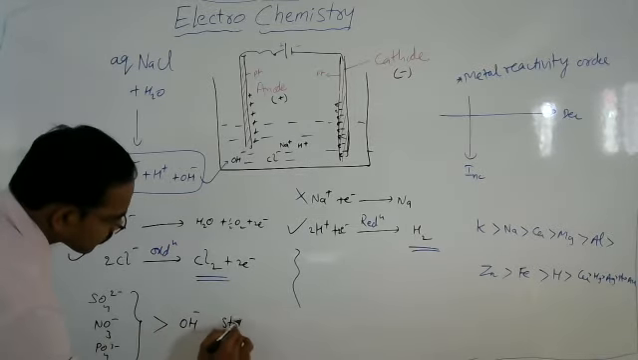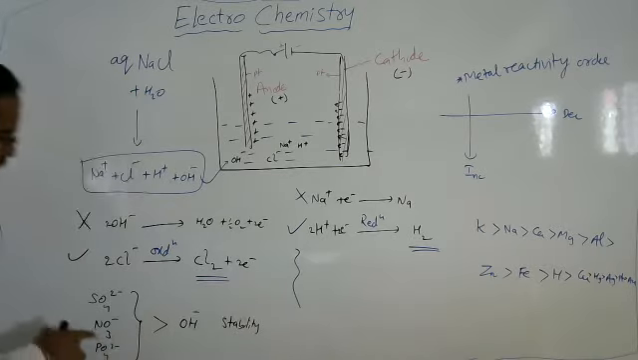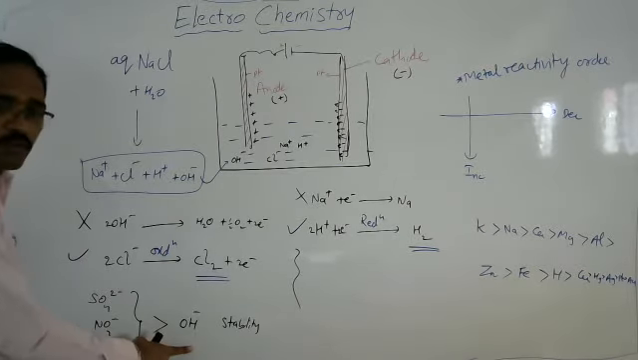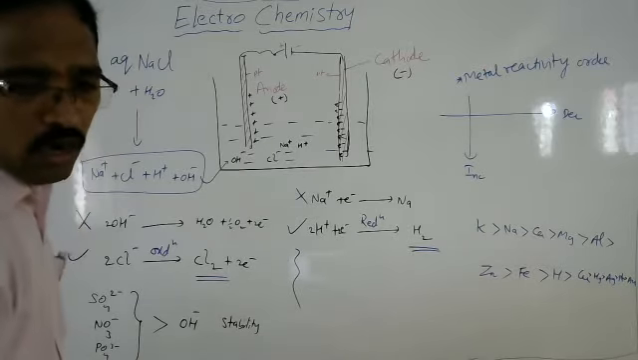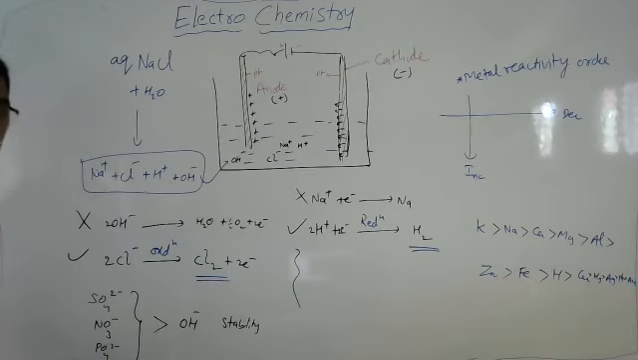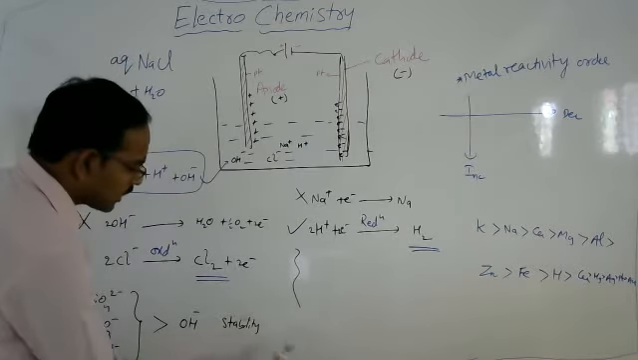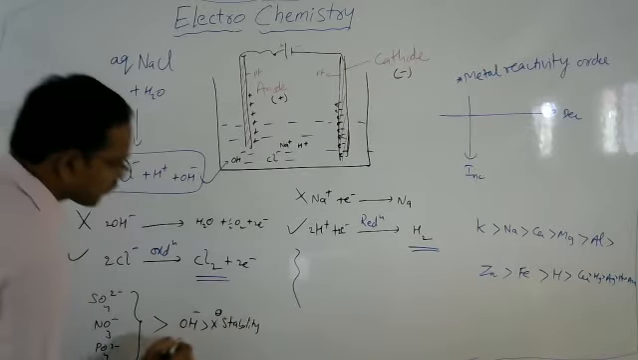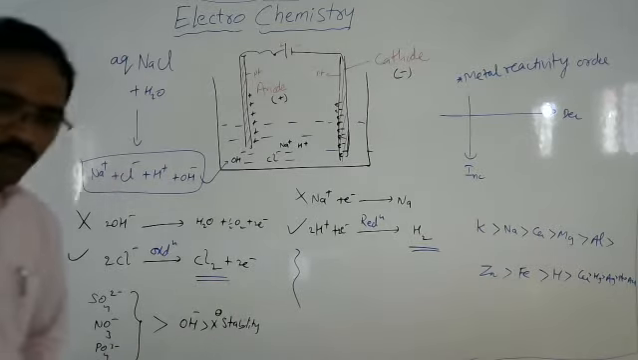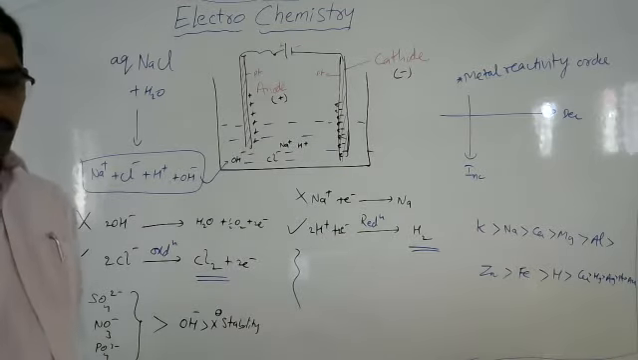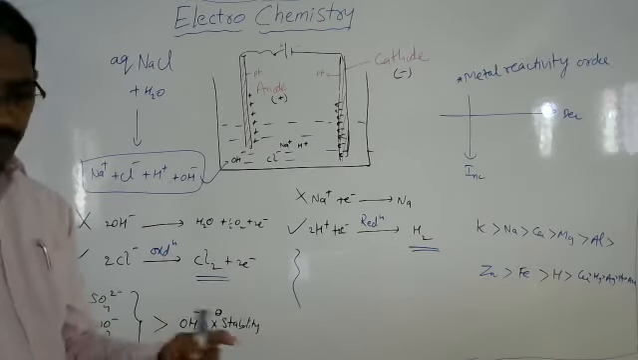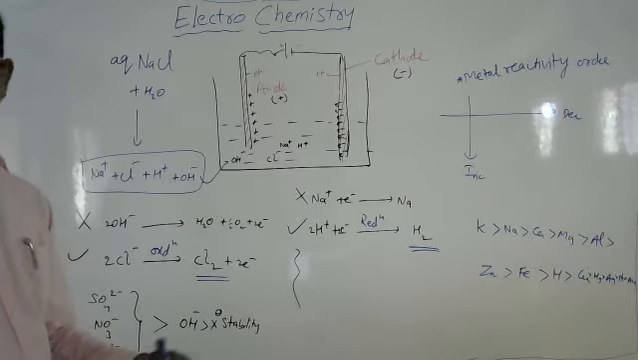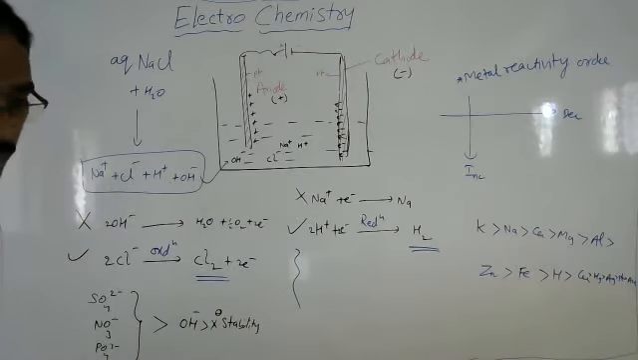When these three are there, these are more stable than OH minus. Stability, I am writing. These are more stable, so obviously OH minus will get oxidation when these anions are present. Which is less stable than OH minus? Generally X minus, the halogens. Among the halogens, chlorine, bromine, iodine: Cl minus is more stable, then bromide, then iodide, according to electronegativity you can give the order.